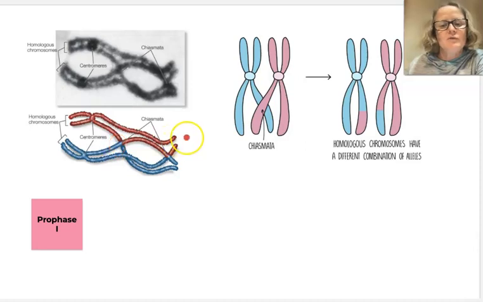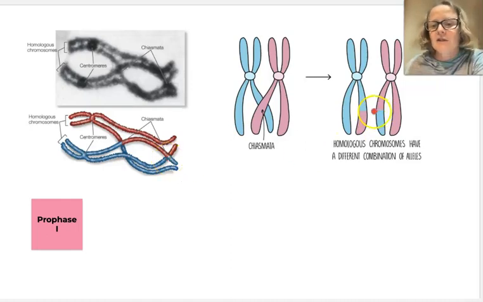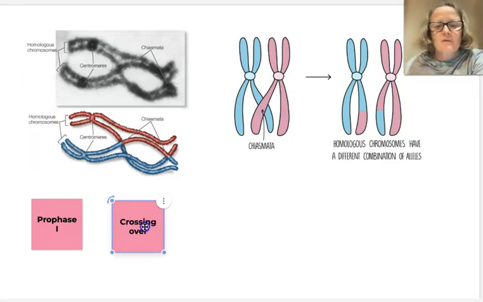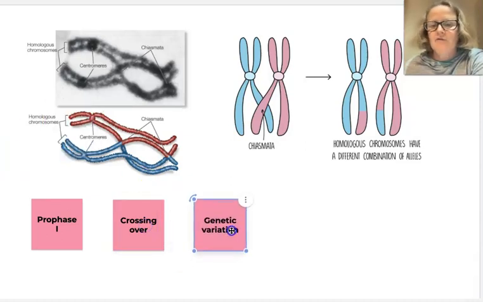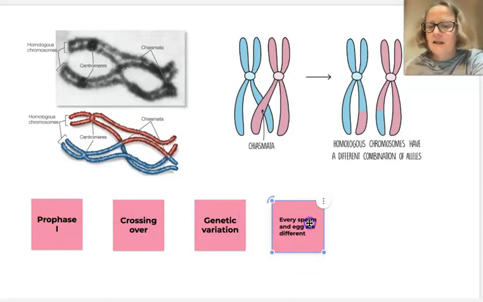The chromosome that was originally from mum and the chromosome that was originally from dad, they actually cross over and they actually break the DNA and swap little bits. And this means that each of these chromosomes is now unique. It doesn't look like it originally did, and it's going to go on and make a unique sperm. So this is called crossing over. It allows for genetic variation because every sperm or every egg is going to be completely different to every other one, because this crossing over happens at random.